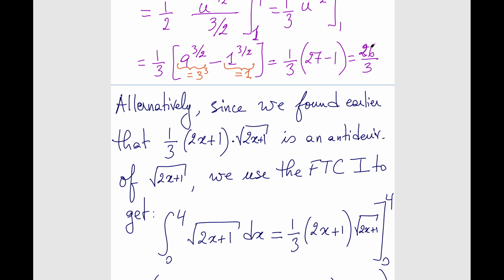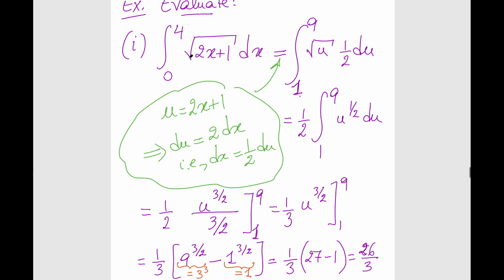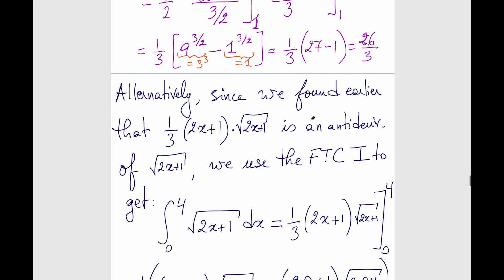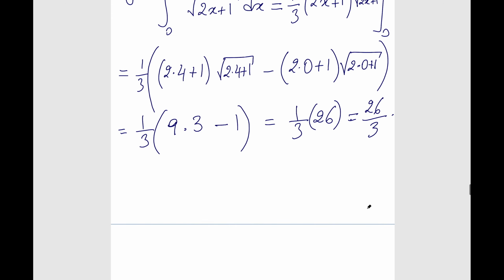So you have two approaches to evaluate integrals that require U substitution. Either you do the U substitution and you appeal to the substitution rule for definite integrals, which means you transform the bounds as well in the process, or you just ignore the bounds for the moment, you find an antiderivative of that integrand, and then you apply the fundamental theorem of calculus part 1 to do the evaluation. Okay, all right, let's do one more.